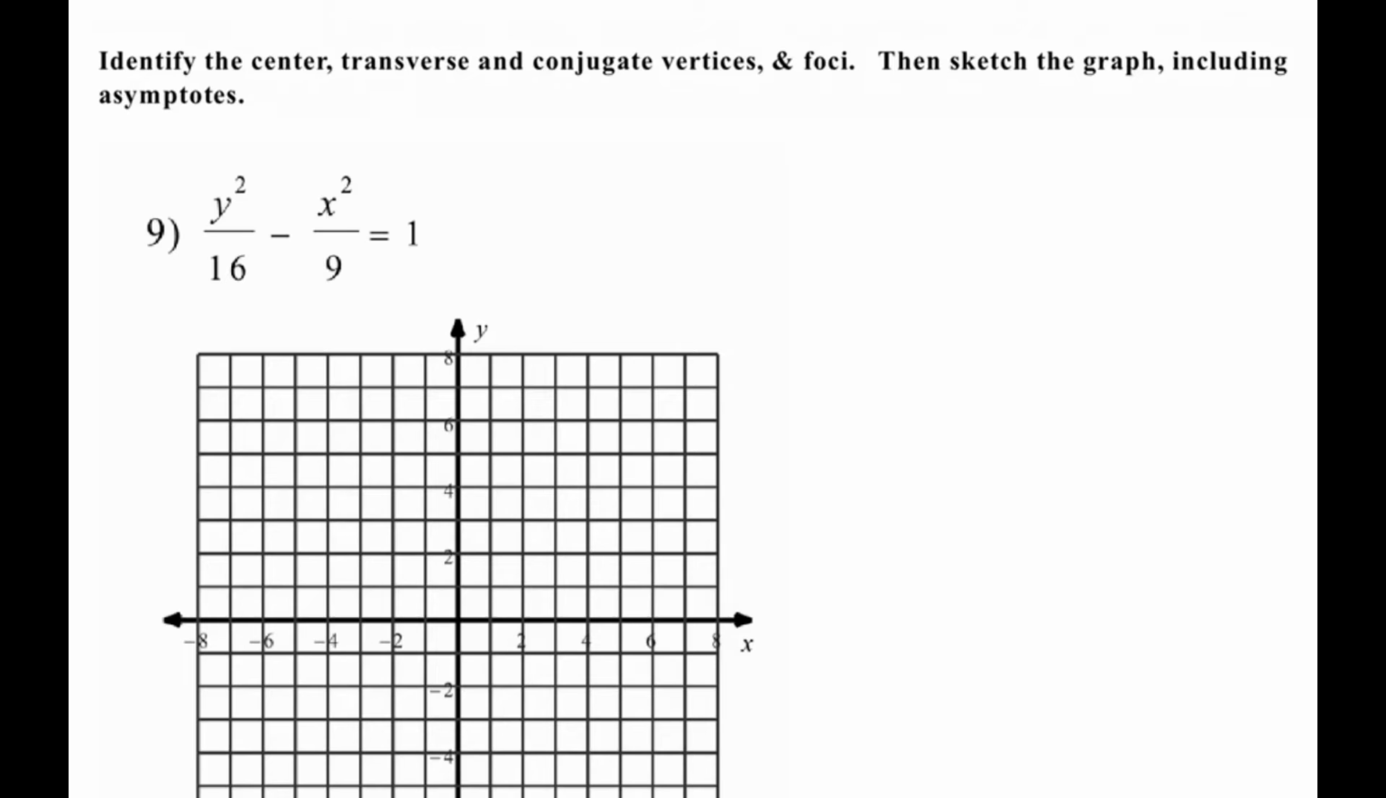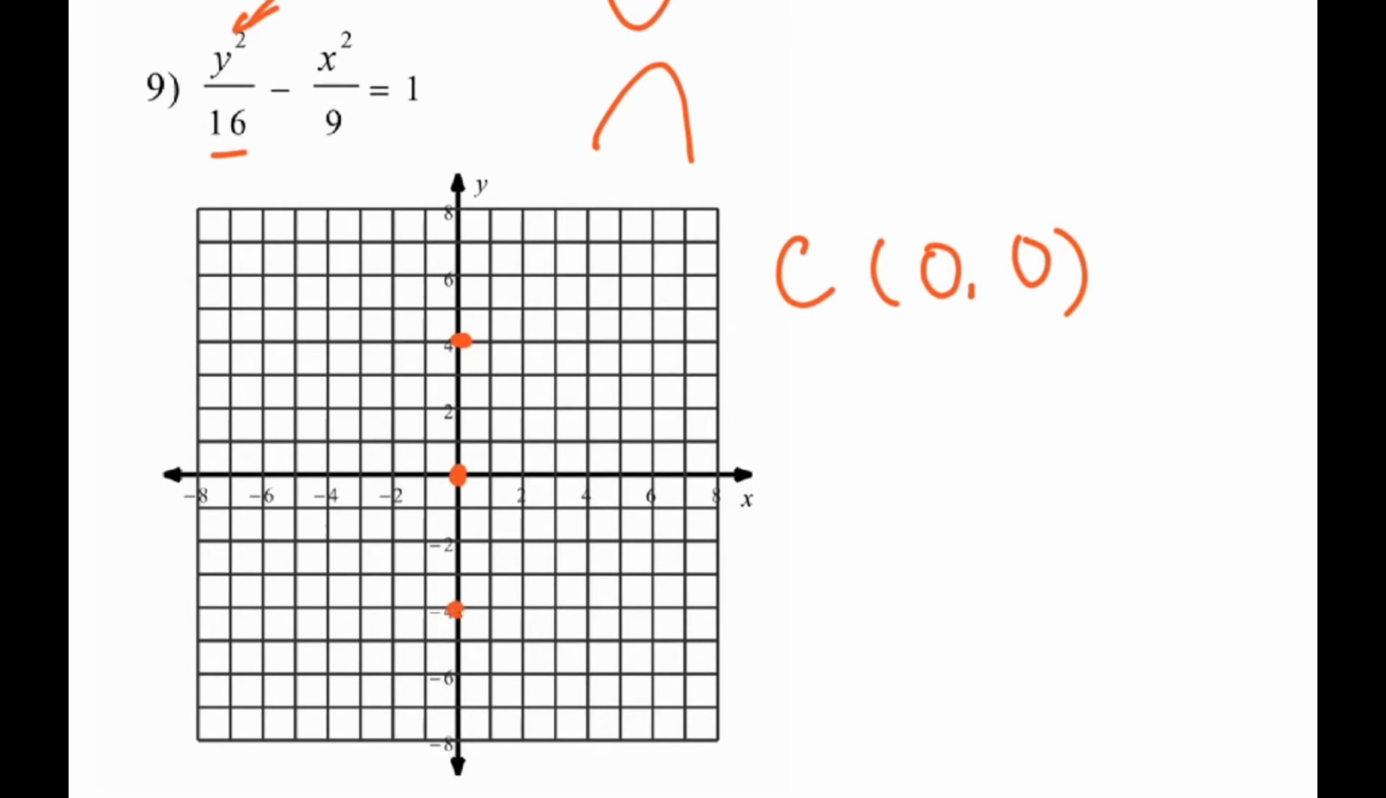Okay, for this one, noticing that y is first, it's going to be going like that, so I just have that in my head. So my center is at 0, 0. I am going to start there, and on my transverse axis, it's going to be square root of 16, so I'm going to go up 4 and down 4. My conjugate axis will be square root of 9, so that's going to be 3. I'm going to make my rectangle, and I'm going to make my diagonals.